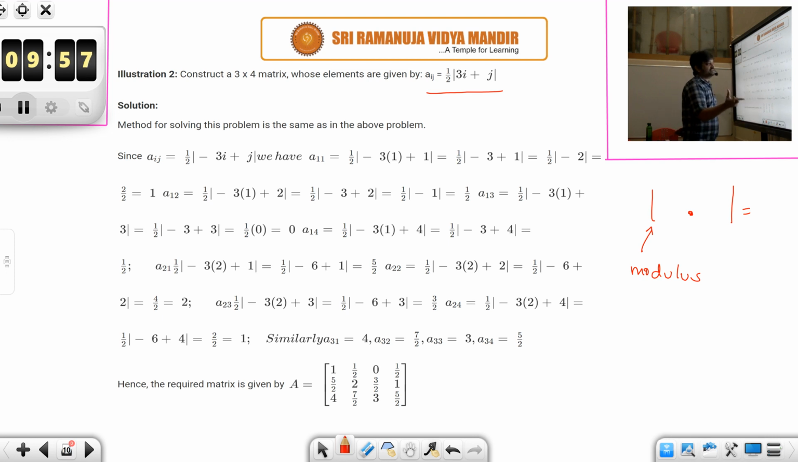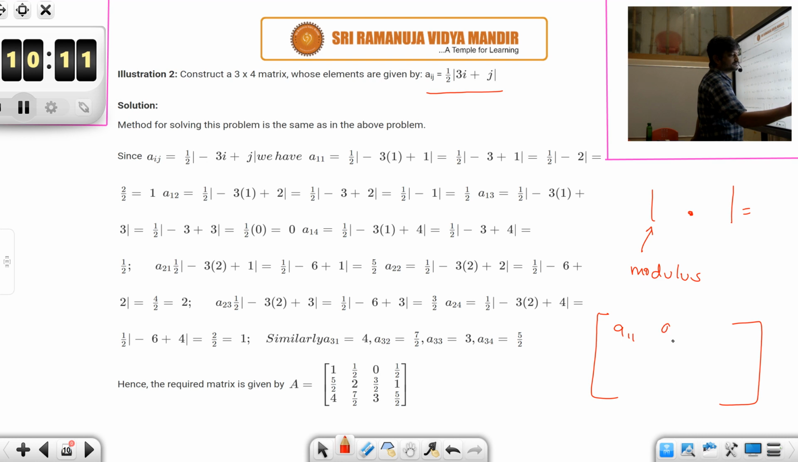Okay. So here modulus means it always returns the absolute value or the positive value. So now to construct the 3 by 4 matrix, again do as in the previous case. Construct a matrix with 3 rows and 4 columns. 3 by 4 matrix means 3 rows and 4 columns. So construct a matrix. Now for this matrix, you need to evaluate these elements individually. How do you evaluate these elements?